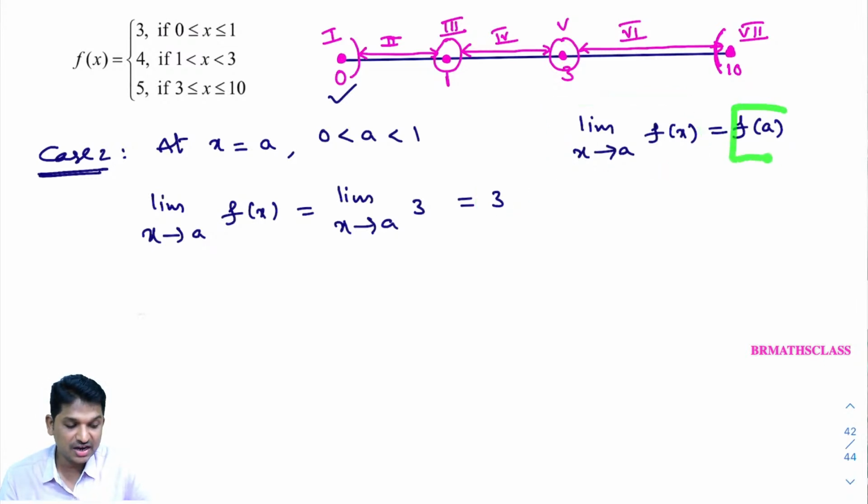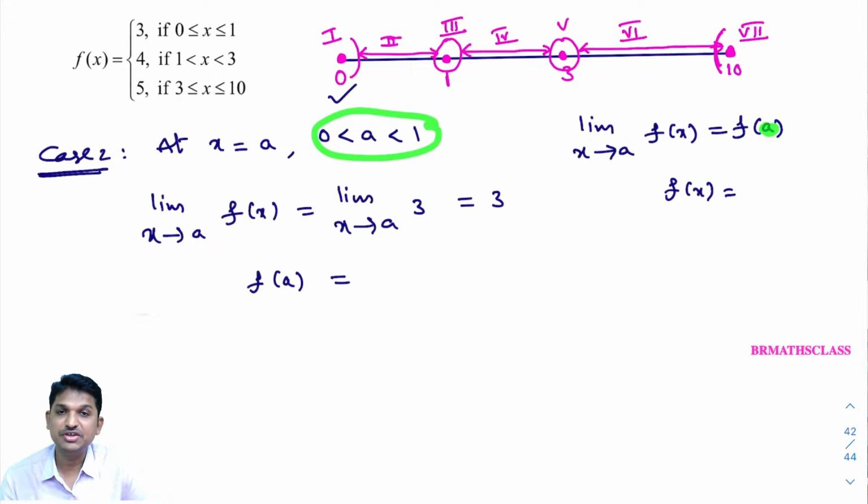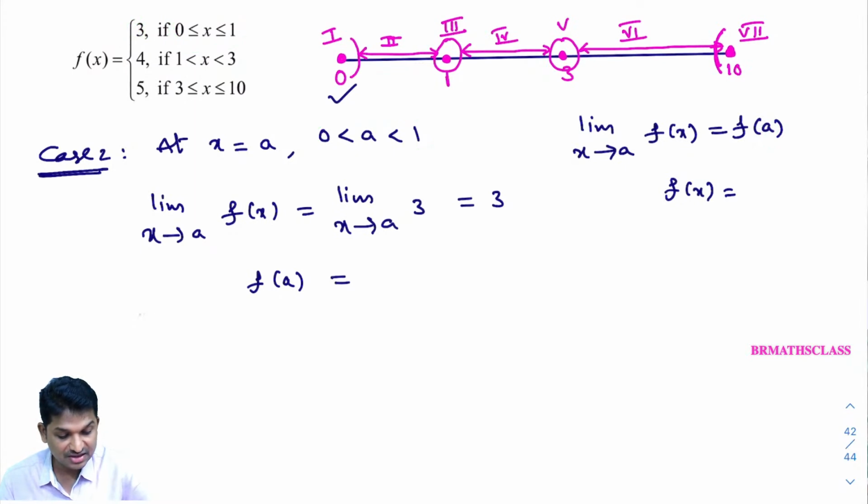Now I need to calculate f of a. To calculate f of a, first we need to decide which function to choose here. The a value is in between 0 and 1. When the a value is in between 0 and 1, we need to choose this function. So here f of x is 3. This is a constant function. Whatever x value you take, f of x is 3 only.